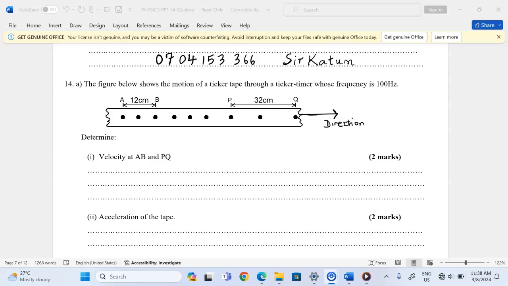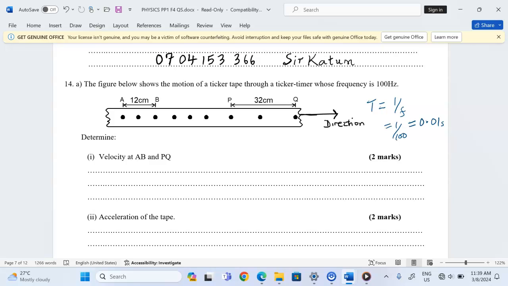So the first thing to determine, even before we go to the velocities, is the periodic time for this ticker timer. Periodic time is usually given by the reciprocal of frequency. Therefore, when we take 1 out of 100, this will give us 0.01 seconds. Therefore, 0.01 second is the time taken by the ticker timer to make a dot and the next. The intervals are made in 0.01.